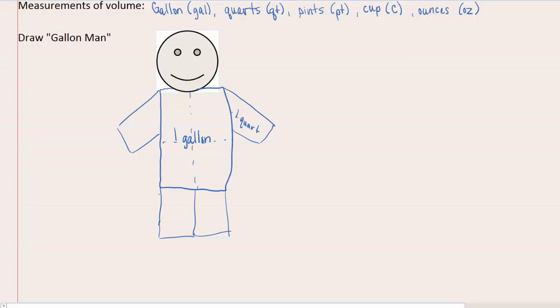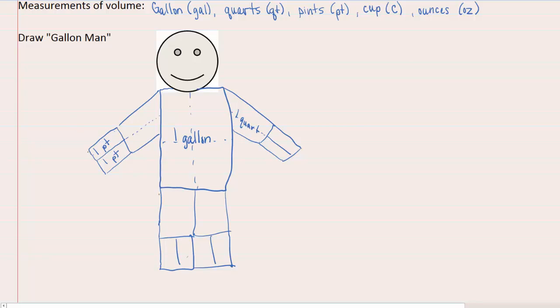Now, if I further divided this 1 quart in half, I then could get 2 pints. Which means that there are 2 pints in each quart. Since there are 2 pints in each quart, and there were 4 quarts in 1 gallon, this would mean that there were actually 2, 4, 6, 8 pints in 1 gallon.